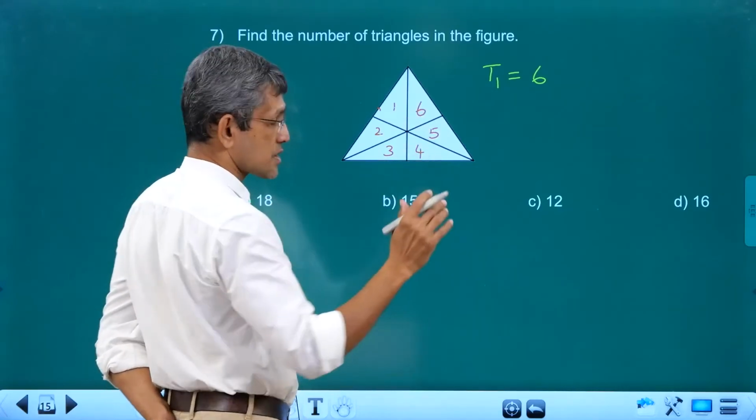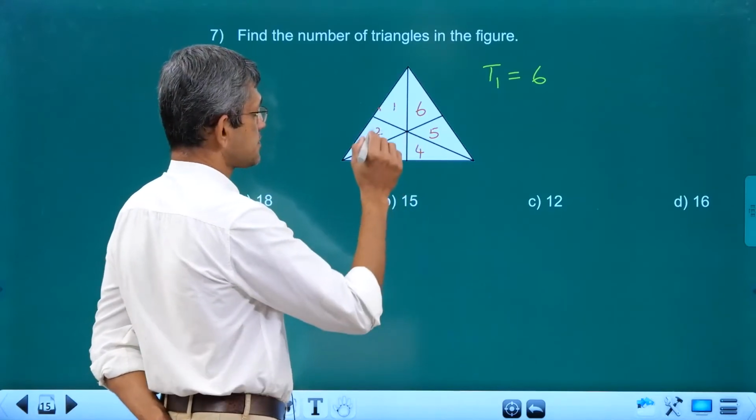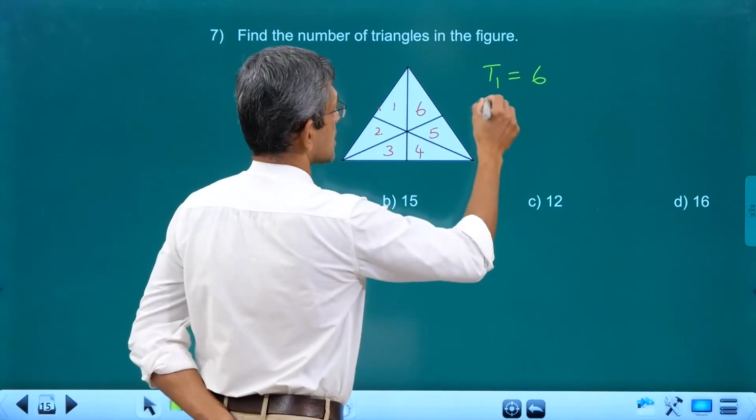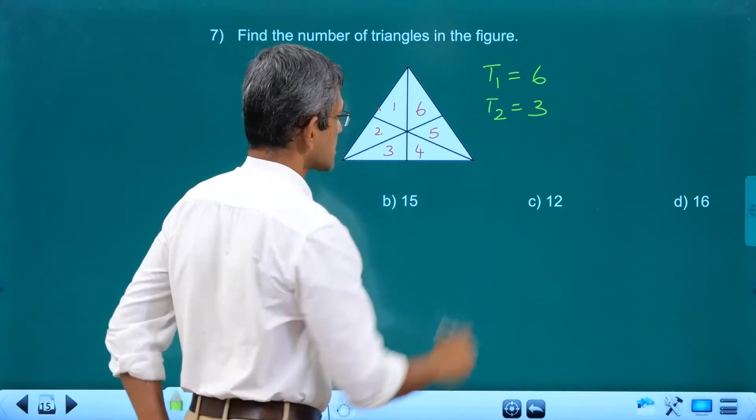And 5 and 6 together, triangle. So ultimately, 1 and 2, 3 and 4, 5 and 6. So we have 3 triangles. So 2 pieces together, we have 3 triangles.